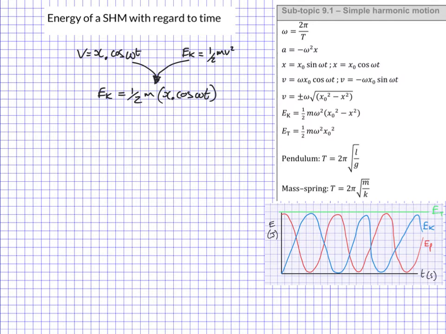And I've just noticed that I missed out an omega. So there should be an omega in here, and then there should be an omega in here. Sorry about that. Not forgetting the square. So of course now I can just factor this out. So I'm going to get 1/2 m x naught squared omega squared, and then cosine squared omega t. Now, this is really cool because we've seen this already.